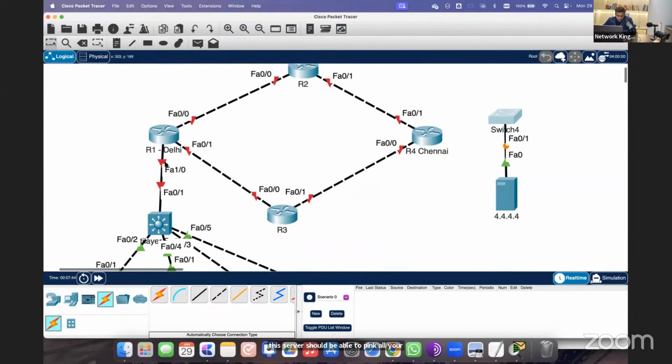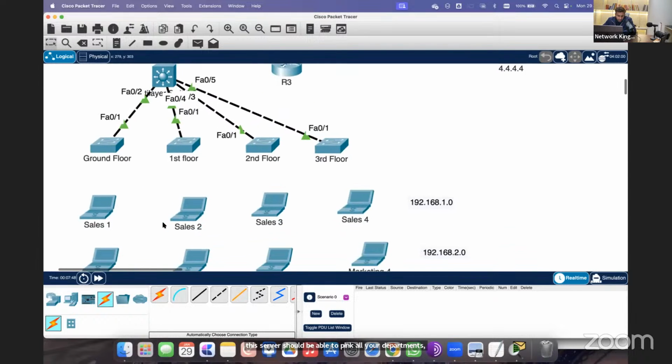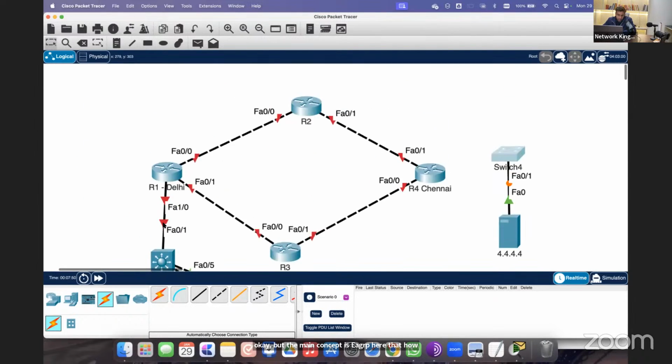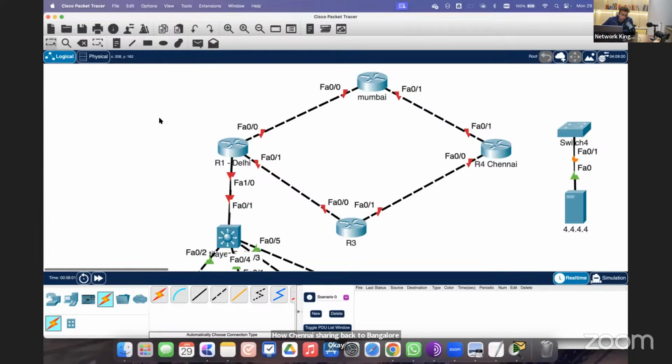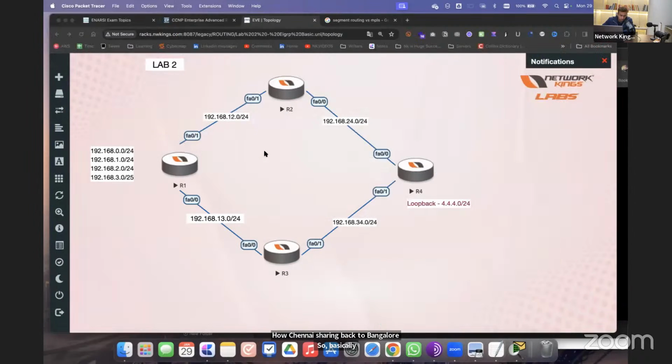Okay, but the main concept is EIGRP here, that how my all four LAN networks are going to Mumbai, how these Mumbai networks are sharing with Chennai, how Chennai is sharing back to Bangalore. So basically the language between routers is called routing protocol. This is what is happening here right now. All the routers are sharing information with each other. This is what I showed you.